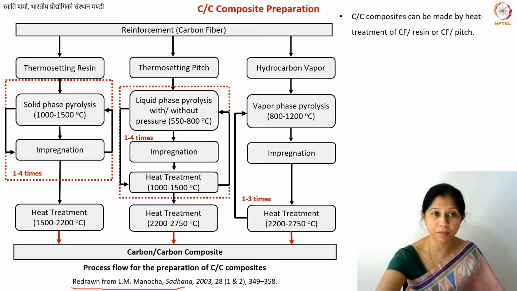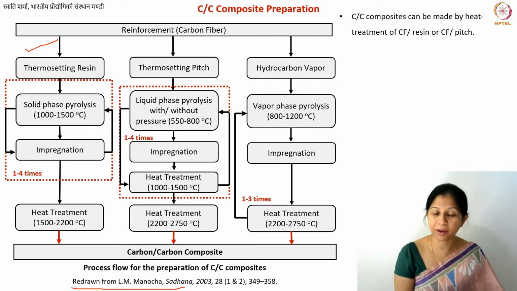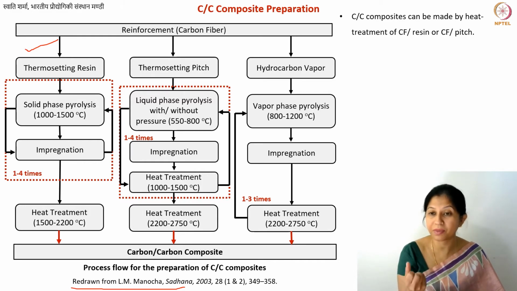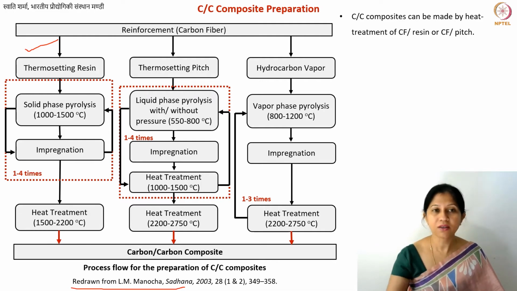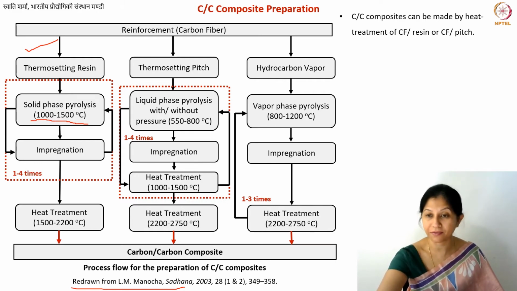So let's talk first about pathway number one. So you have thermosetting resin, you mixed carbon fiber into it. Okay, now what will you do? You will pyrolyze it. This is called solid phase pyrolysis, because for polymers we are using solid phase pyrolysis. For pitch we call it liquid phase because it's a liquid material. Polymers often are cured, cross-linked, so they are below their glass transition temperature when we are starting, and that is why we would call it solid phase pyrolysis. Liquid phase is pitch, and gas phase is of course hydrocarbons. Okay, so you perform solid phase pyrolysis at between 1000 and 1500.